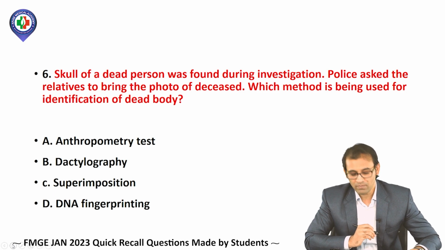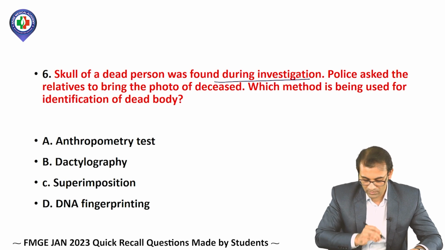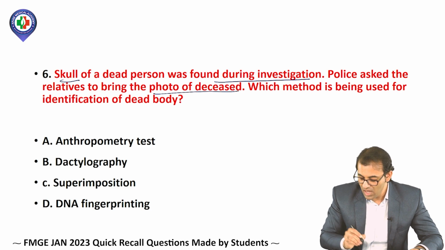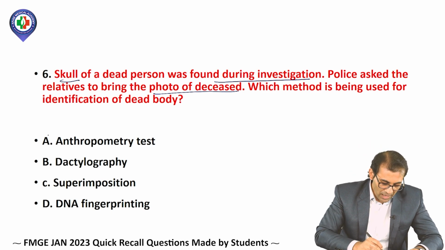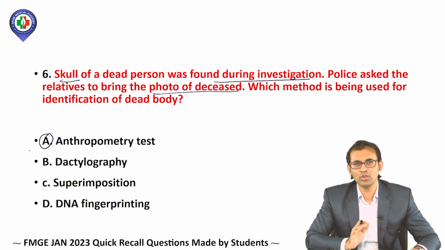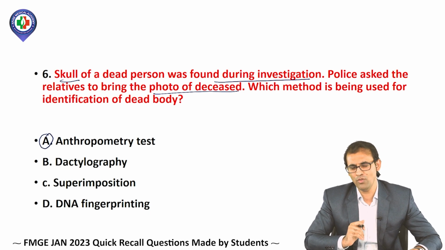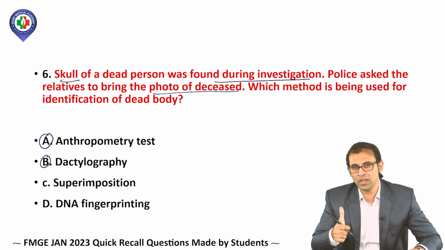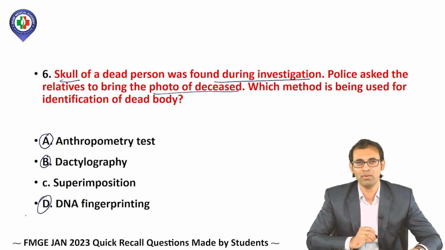Question number 6. Skull of a dead person was found during investigation. Police asked the relatives to bring the photo of deceased. Which method is being used for identification of dead body? Option number A, anthropometry test. Okay, this is also used for identification, where we are going to assess the proportion of body, where we are going to see the physical variations. All right. Option number B, dactylography, that is fingerprinting. Option number D, DNA fingerprinting, where we are going to identify with the help of DNA.